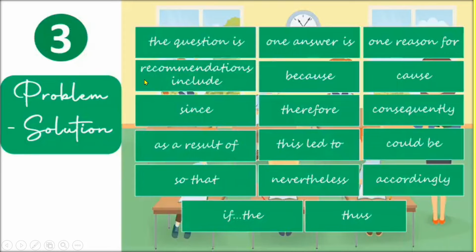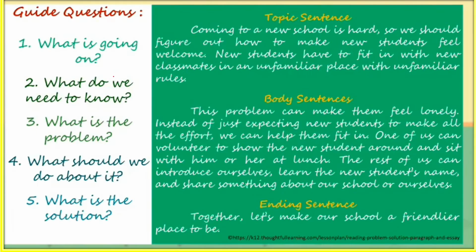We have the words: the question is, recommendations include, since, as a result of, so that, if, and the. One answer is because, therefore, this led to, nevertheless, one reason for, cause, consequently, could be, accordingly, and the word thus. Okay, let's begin.